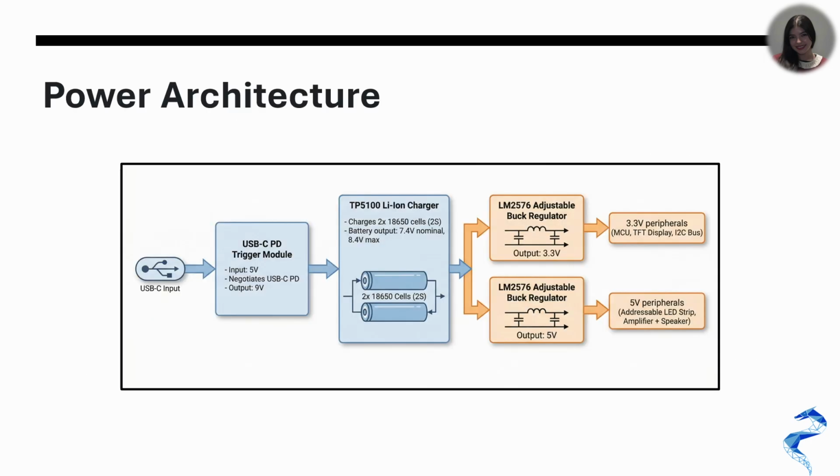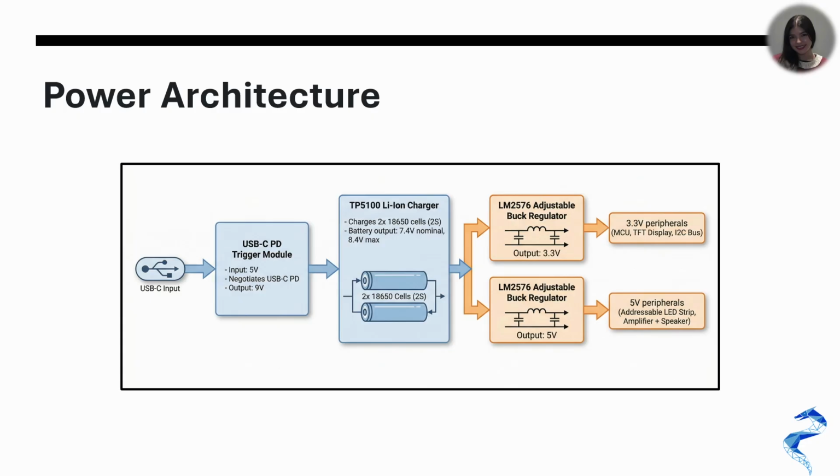I'm showing the complete power architecture of our system, starting from the USB-C input on the left and moving step by step to the final regulator outputs. We begin with a standard USB-C input, which normally provides 5 volts. This module negotiates with the adapter and requests 9 volts instead of the default 5 volts.